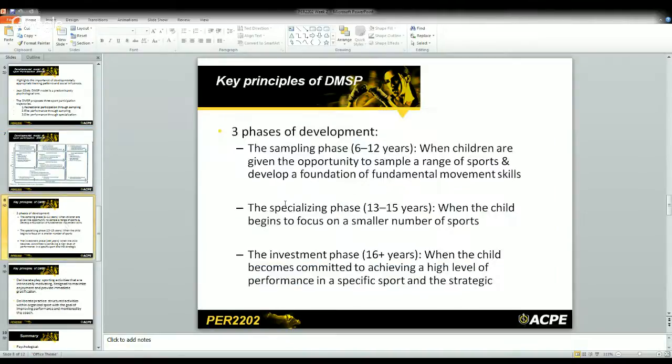Now, the three models are the sampling, 6 to 12 years. So again, we're looking at 6 to 9 and 9 to 12 years are the fundamentals and learning to train phases. Then they go on to the specialising phases, which is similar: training to train, training to compete. And here we've got training to compete, training to win. So it's similar, but it's just broken down a lot simpler from the LTAD model.